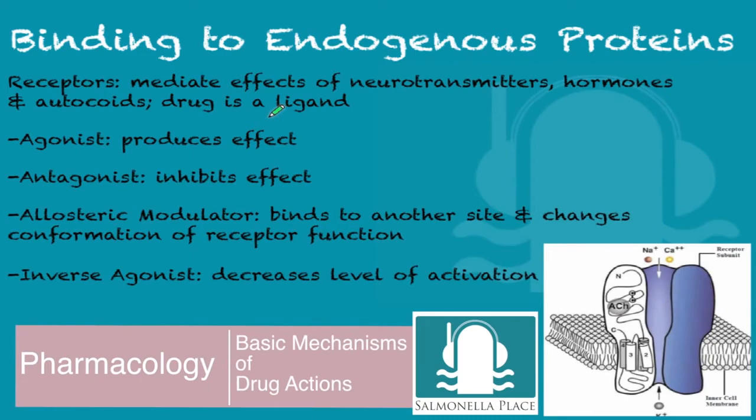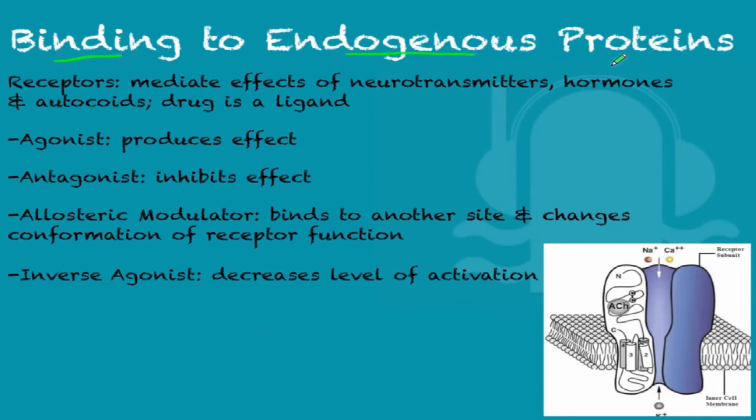So the first one that we're going to start with is binding to endogenous proteins. Now there are several subtypes or ways in the body in which this can occur. The first one is through receptors. Now a receptor mediates the effects of neurotransmitters, hormones, and autocoids. The drug that binds to a receptor is called, in this case, a ligand.